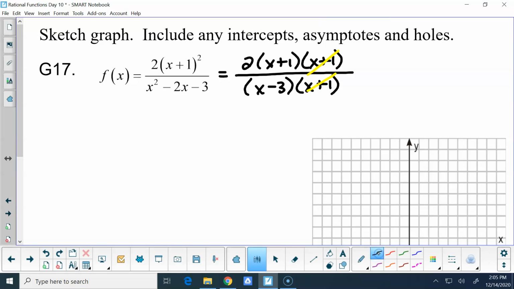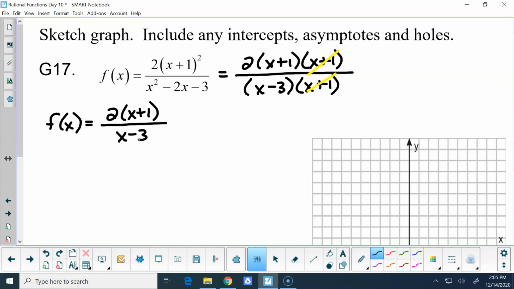So that tells me that I have a hole because I factored something out. It also tells me that my new function that I'm going to be graphing is really 2 times x plus 1, all over just x minus 3.